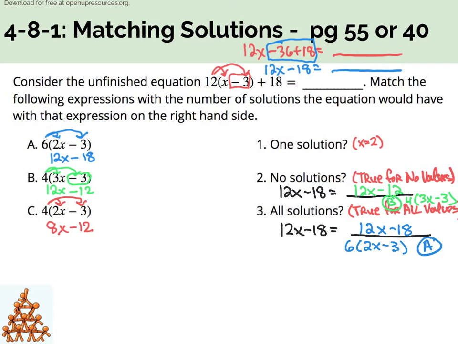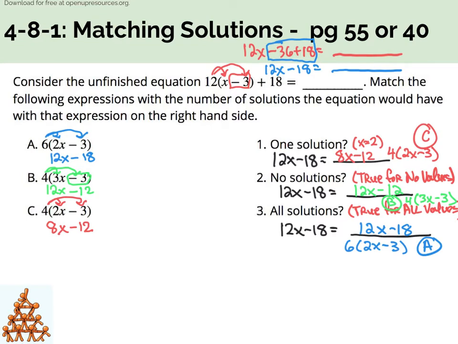And then what leaves it for true for one solution? Well, from above, again, we have the 12x minus 18 equals, and then blank. What was that extra blank? Well, that was the 8x minus 12. And where did we get that? From the 4 multiplied by 2x minus 3, and that is letter C.